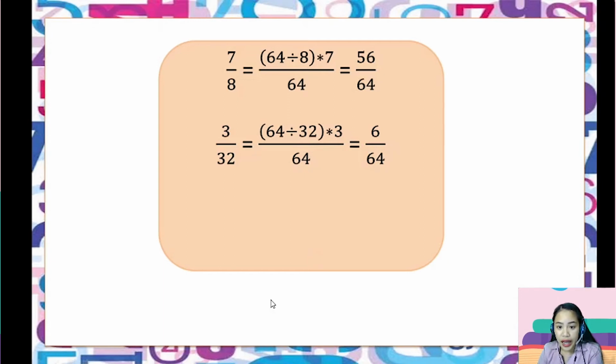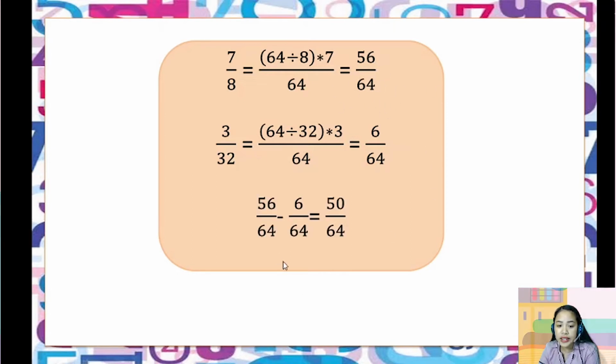Pwede na ba natin silang i-minus? Pwede na, kasi parehas na sila ng denominator. So, 56 over 64 minus 6 over 64 is equal to 50 over 64. Kapag parehas na sila ng denominator, just copy and then i-minus natin ang dalawang numerator. So, 56 minus 6 is 50 over 64. So, this is our answer for that example.